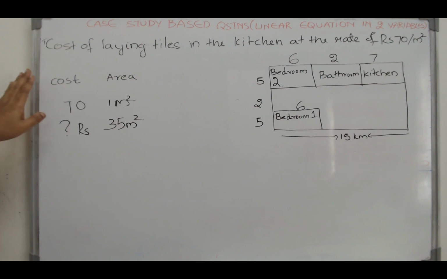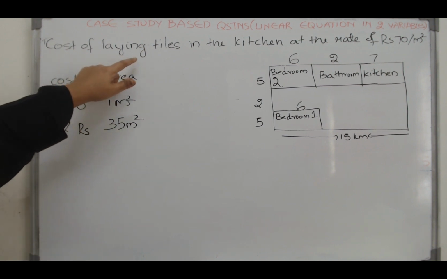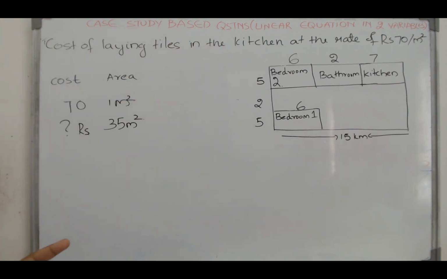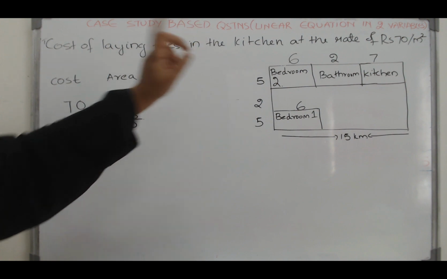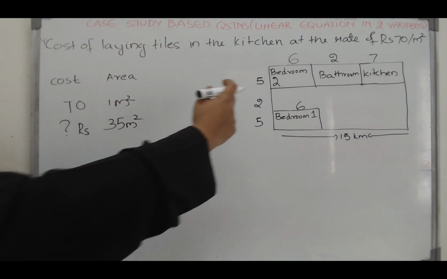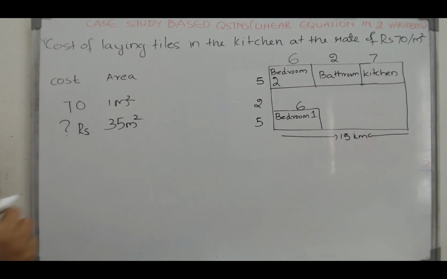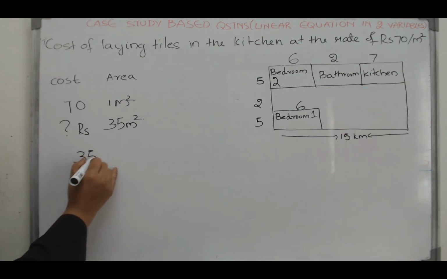Now again, read the question very carefully. Whenever the question is very easy, like you have area and perimeter, you think I already know that. That is when you have to read your question very, very carefully. This is the cost for laying tiles in the kitchen, not for the whole house, just for the kitchen. So, and what is the area in the kitchen? Just 5 into 7. We are only talking about 35 meters.